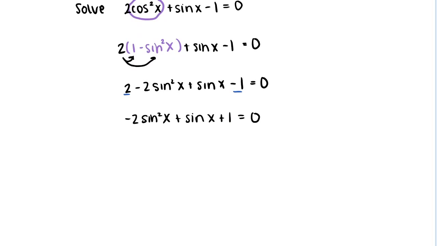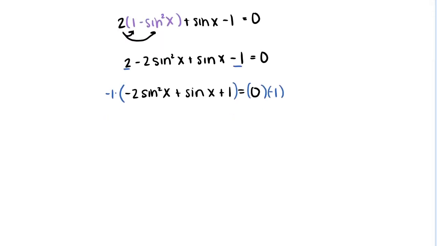And if we're going to try and solve this by factoring, then typically it's simpler to factor when our leading coefficient is positive. And so it might be beneficial for us if we multiply both sides of this equation by negative 1. If the left side and the right side are equal, then they're going to be equal after we multiply them both by negative 1. And so when we distribute that negative 1, we get 2 times sine squared of x minus sine of x minus 1 is equal to 0.